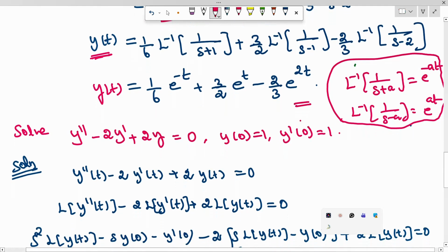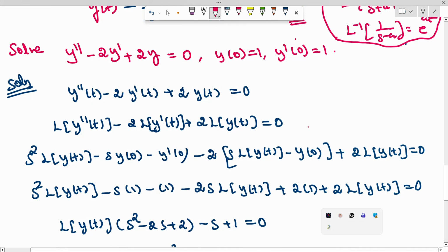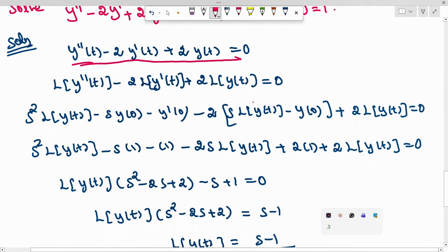Okay, next problem. Solve y double dash minus 2y dash plus 2y equal to 0. Then given initial values are y of 0 and y dash of 0 equal to 1. First we are going to write in terms of t. This is our given differential equation. Write in terms of t. Y double dash of t, then only we can easily apply the Laplace transform formula. Minus 2 into y dash of t plus 2 into y of t equal to 0.